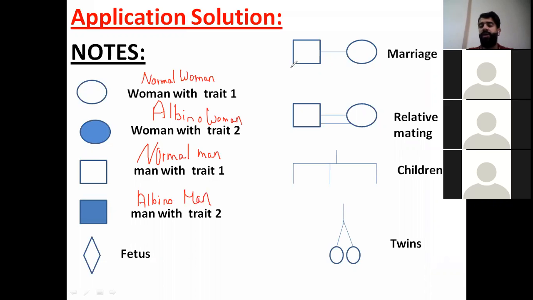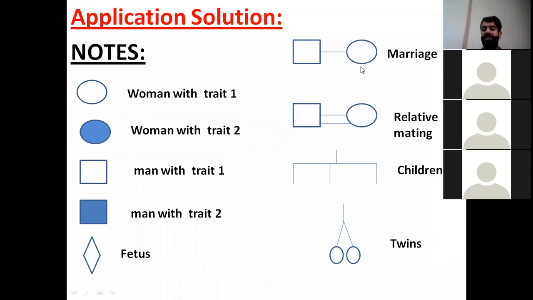You have to know that when the box is connected to the circle, male and female, this means the marriage. This is relative mating between cousins, for example. You have to put two lines here. These are the children, and these are for the twins. So you have to know these symbols before we start.